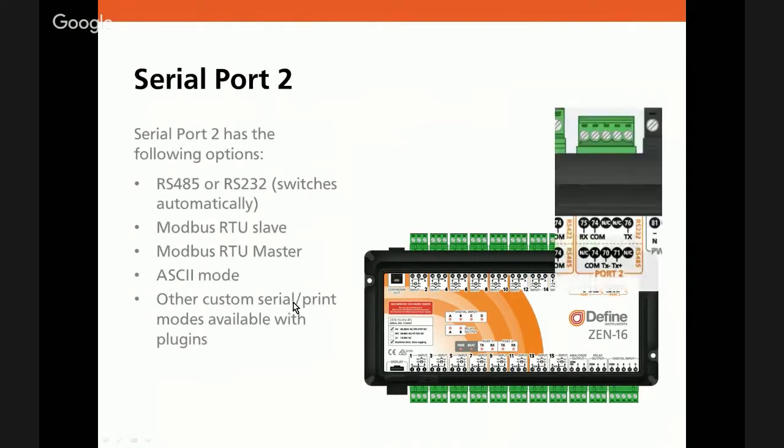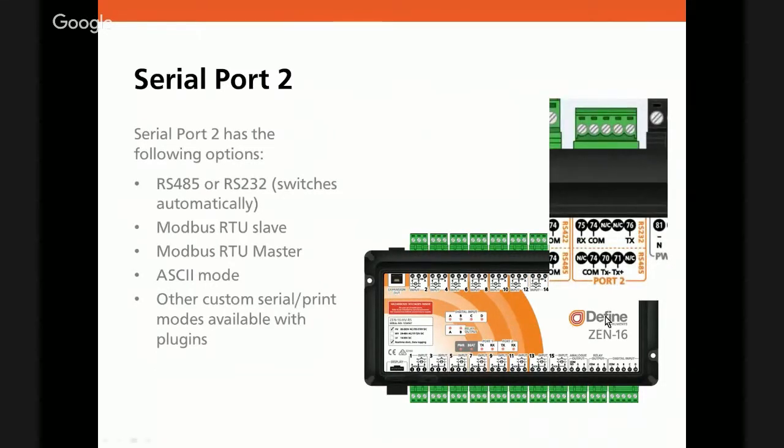Serial port 2 is separate from 1, and it has either RS485 or RS232 options. It will internally sense when an RS232 connection is there, and it'll switch automatically to RS232 mode. So you can have one or the other, obviously, with that port at a time. Again, the same serial protocols are available on serial port 2.